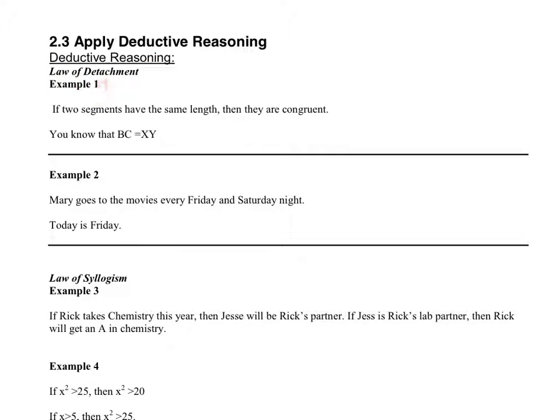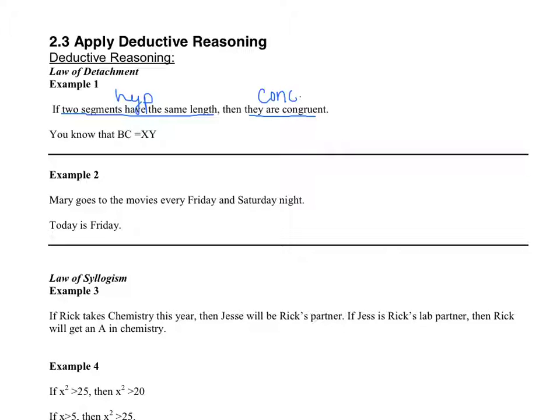So our first example is: if two segments have the same length, then they are congruent. We know that BC equals XY. So really we're given here that two segments have the same length. This right here is our hypothesis. They are congruent is our conclusion.